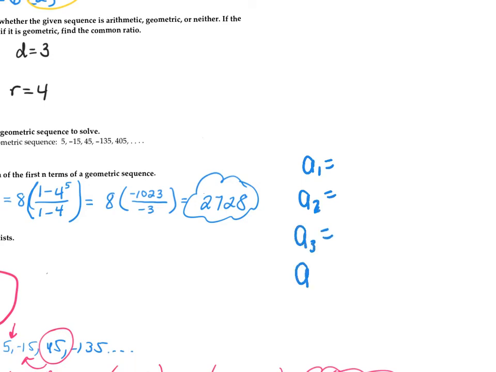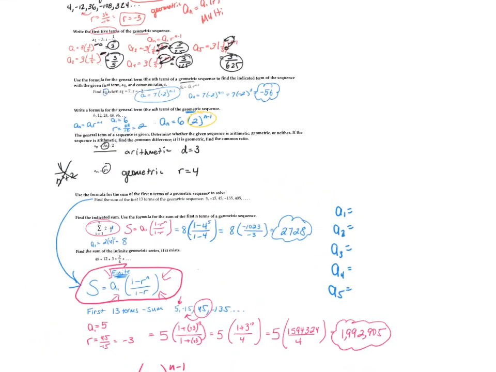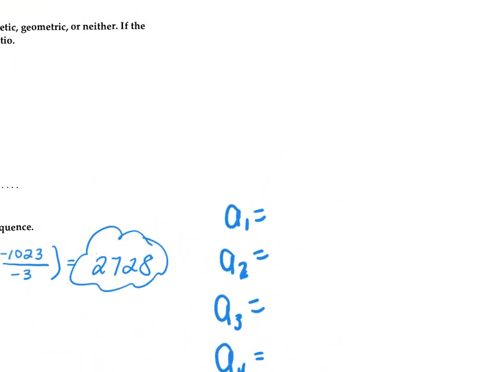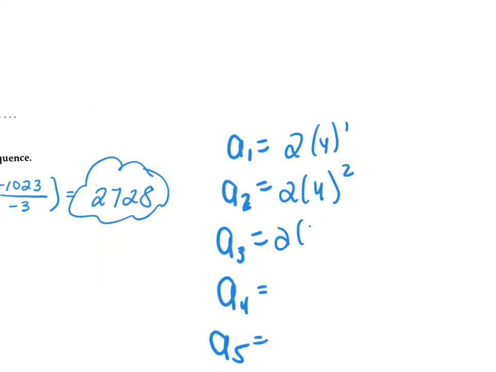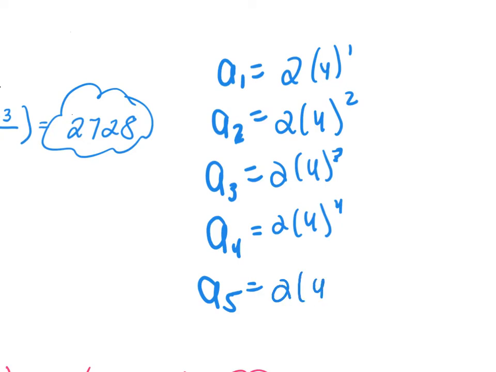This is something that some of you can do. Maybe you have a little extra time on your quiz. Maybe you're thinking, I just want to check. So do it. If it's the first 5 terms, plug in 2 times 4 to the first power, 2 times 4 to the second power, 2 times 4 to the third power, 2 times 4 to the fourth, and 2 times 4 to the fifth. Again, I'm not telling you you have to do this. I'm showing you a way that you can check.